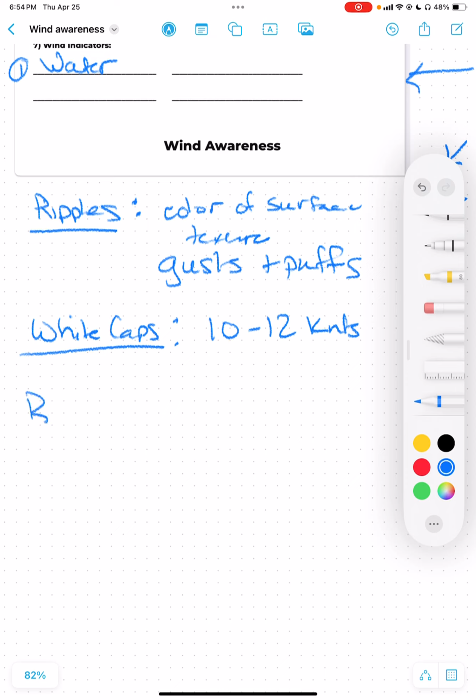Another thing is the rigging on a boat. The standing rigging on a boat will whistle.